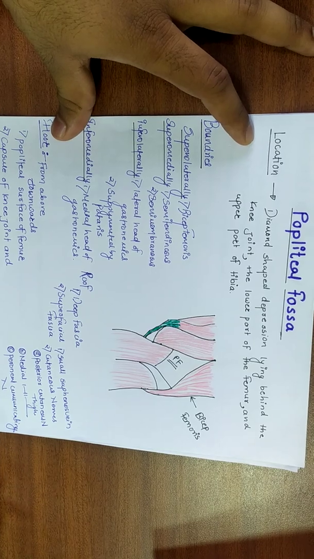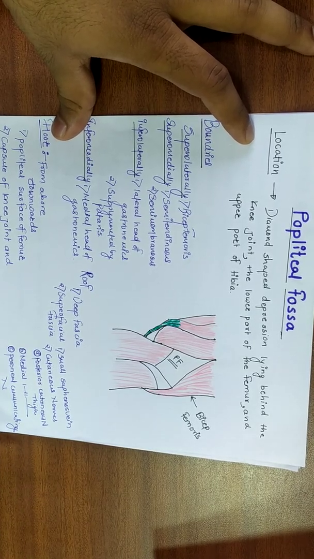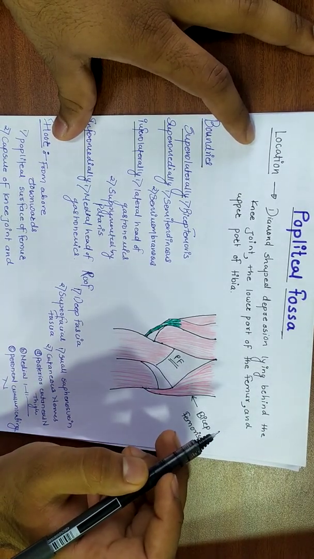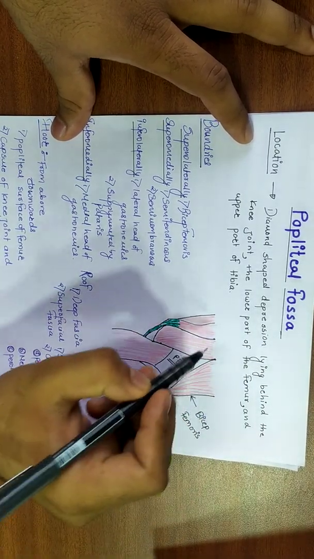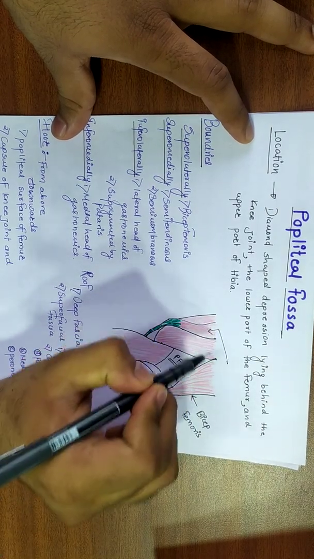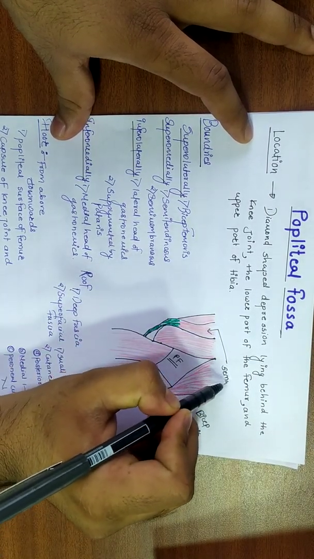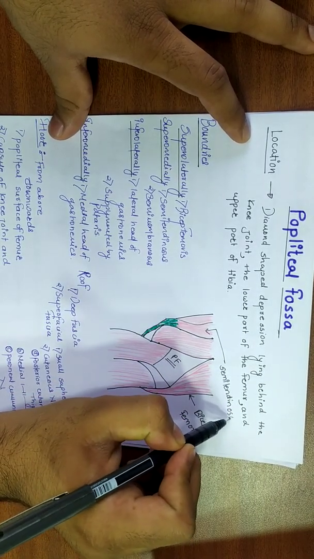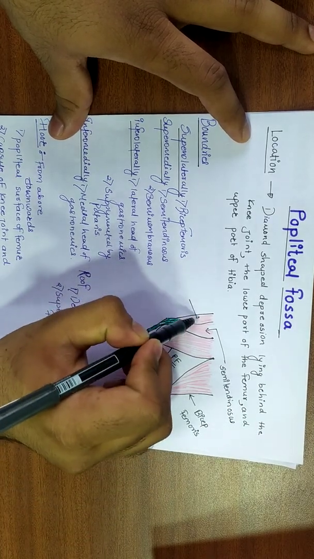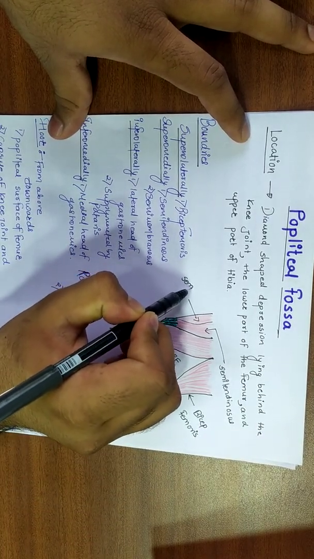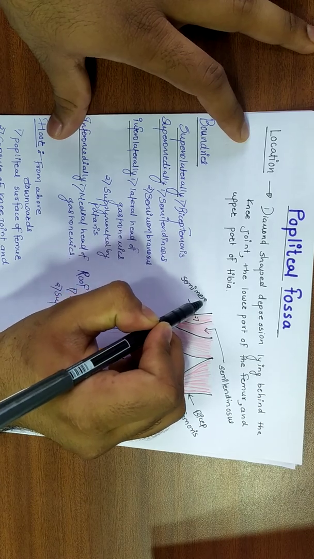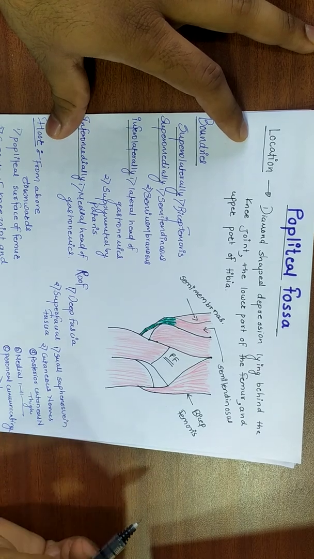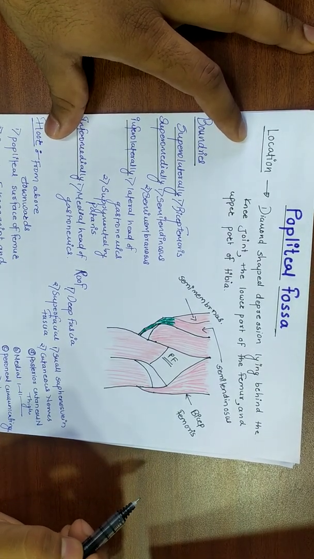The superomedial border is formed by two muscles, semitendinosus and semimembranosus. This muscle is semitendinosus and this one is semimembranosus.